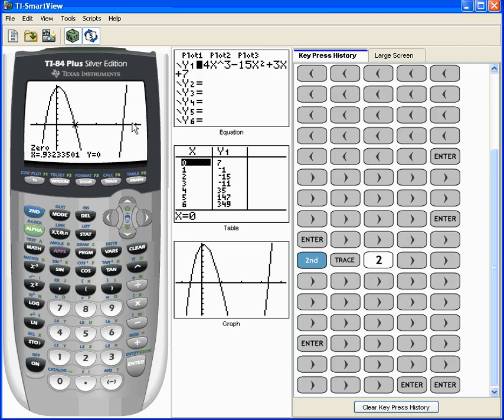0.93233. Okay, I'm not going to find this one. It'd be the same way, but it's going to be approximately 3.3 or 3.4, something like that. And that's how you find the zeros of a polynomial.